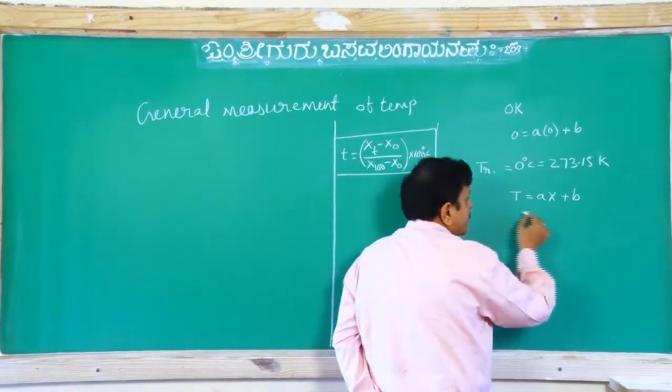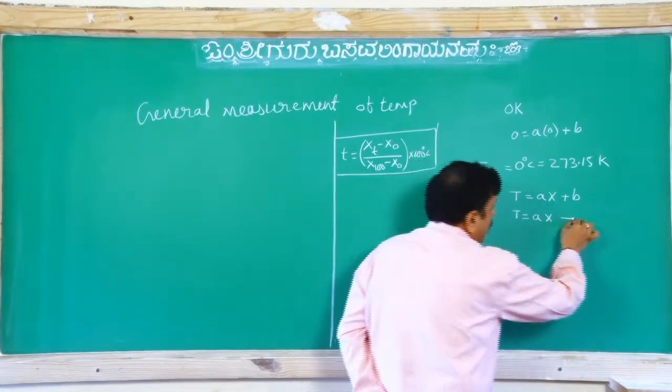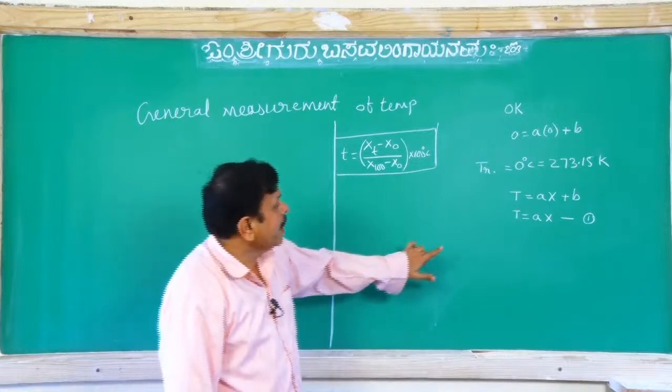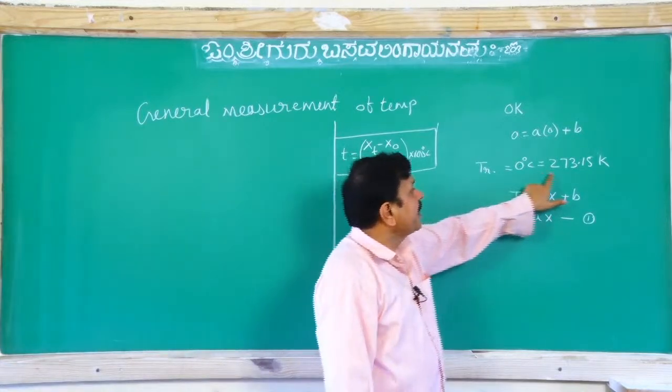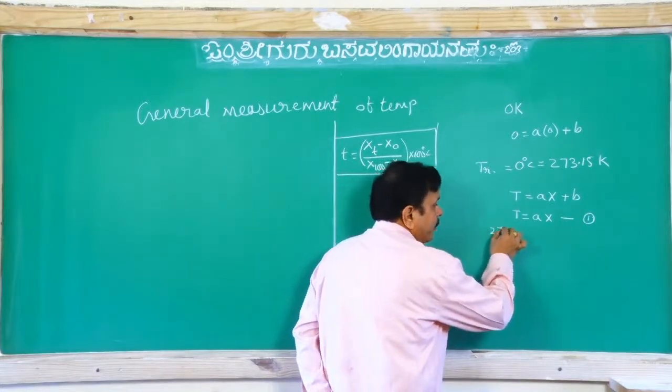Well, that can be substituted here. We get T equal to AX. Say it is equation number 1. Now, assume that this temperature is taken as equal to 273.15, that is the triple point temperature.